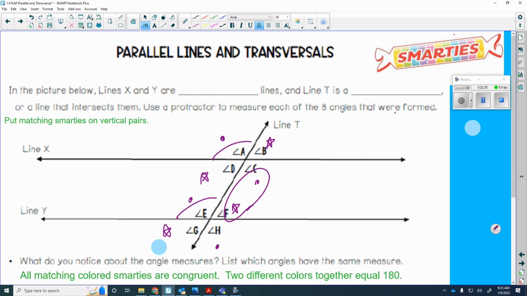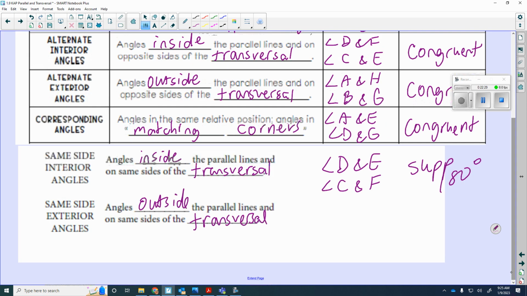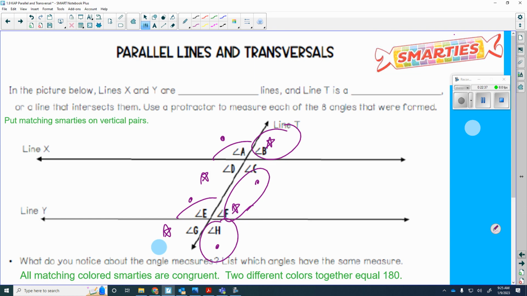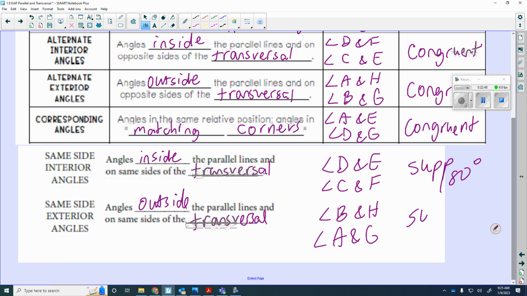So that would be B and H, and also, what else? Angle B and H, and then angle A and G. And what's their relationship to each other? I see a star and a dot, so that means they would be supplementary. Y'all, there's so much vocabulary.